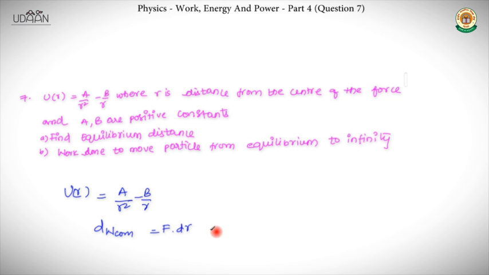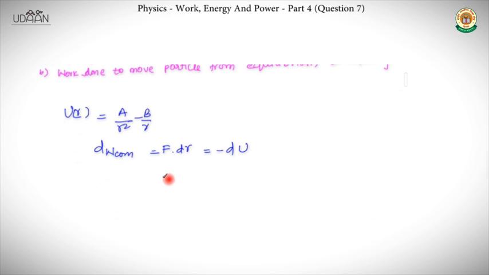I'll just reiterate that the potential energy is only defined for a conservative force, so the fact that it exists means it's conservative. According to the work energy theorem, this will be equal to negative change in the potential energy. As it is not mentioned about the kinetic energy, we just take the potential energy here. So F dot dr is equal to minus dU. F is equal to minus dU by dr.